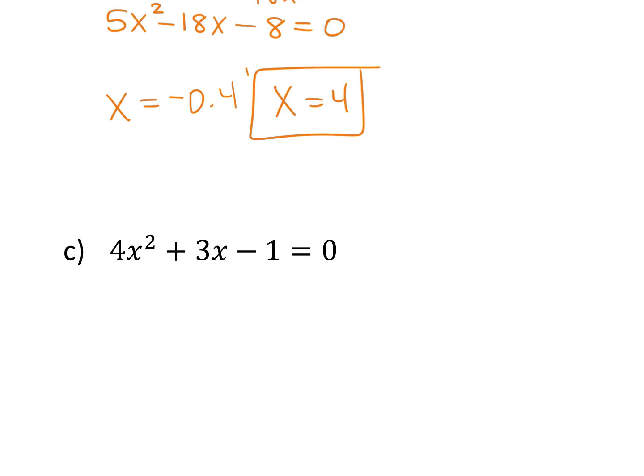What did you get? 0.25. Yep. And? Not there yet. I'll show you all the steps in just a minute. 0.25 and a negative 1 is the other one.